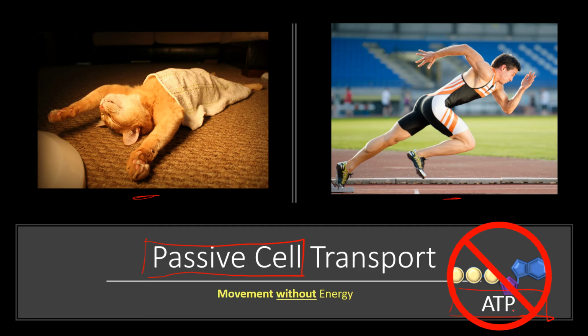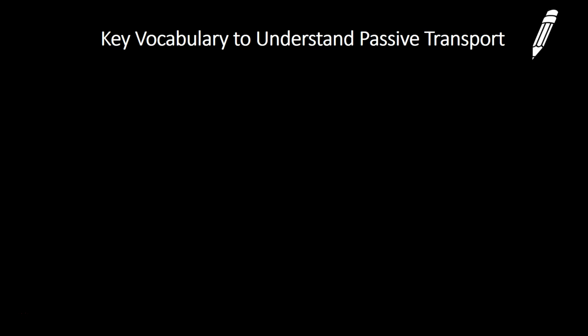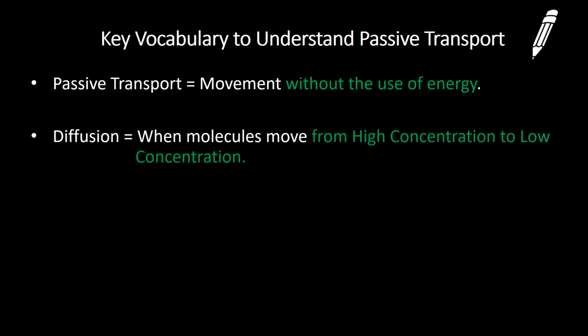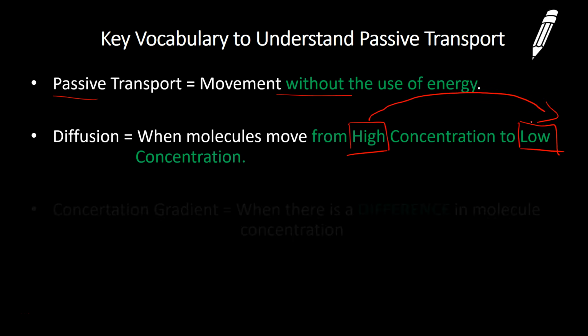Okay, so let's get into this. First, some key vocabulary to understand passive transport. Passive transport means without energy. Next, we have diffusion. Diffusion is the movement of molecules from an area of high concentration to an area of low concentration. Molecules are going to move from where there's a lot of it to where there's a little bit of it. I'll show you this in just one moment.